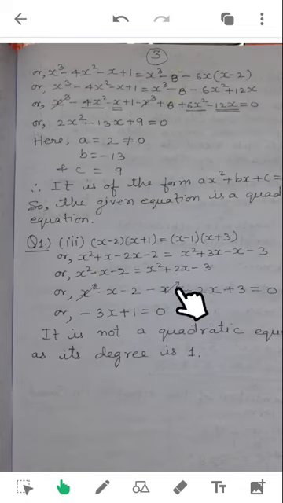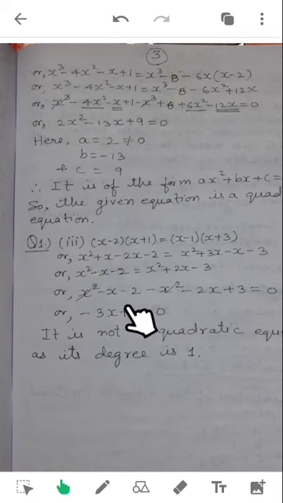Now we are taking all the terms on left hand side. This x square, here it is x square minus x minus 2. This x square from right hand side, it has been taken to left hand side, it becomes minus x square. This plus 2x from right hand side taken to left hand side, it becomes minus 2x. This minus 3 from right hand side taken to left hand side, it becomes plus 3. On right hand side we don't have any term, so it is 0. Now this plus x square and minus x square will be cancelled out.